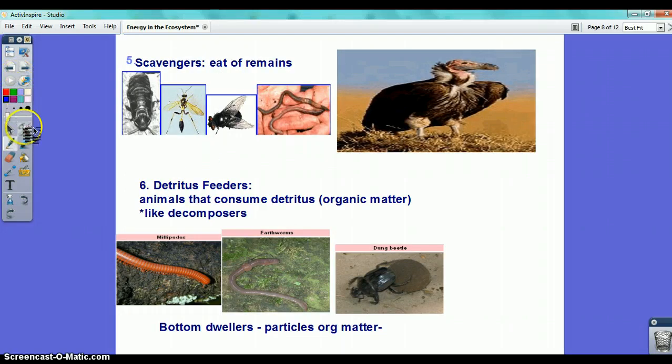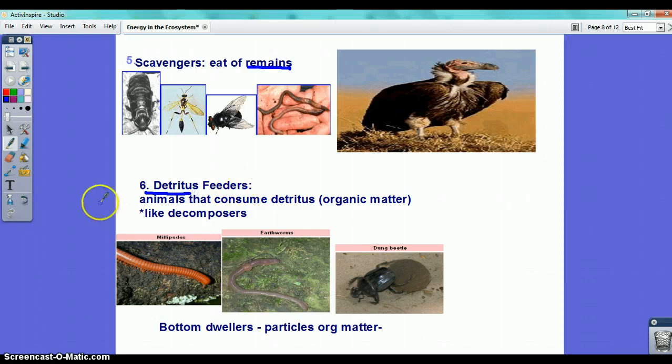Scavengers are a type of consumer that feed off remains of organisms. They actually wait for an organism to be in its decomposing state to feed off of it, but they do not return any nutrients to the soil.